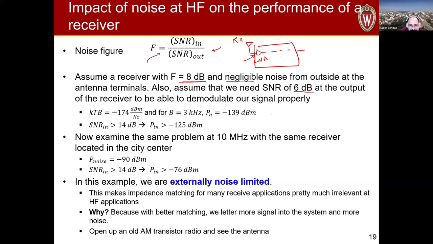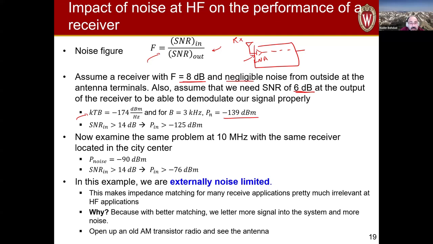I'm just trying to make a very simple case here. So let's consider that 6 dB here. What is the signal intensity that I need to have? In this case, you go ahead and calculate your kTB, and this ends up being around negative 139 dBm for a 3 kilohertz bandwidth.